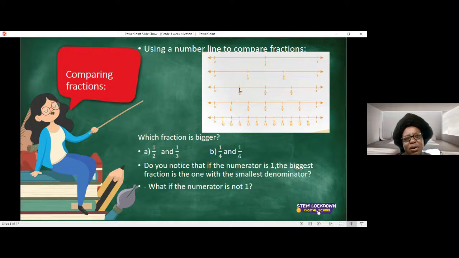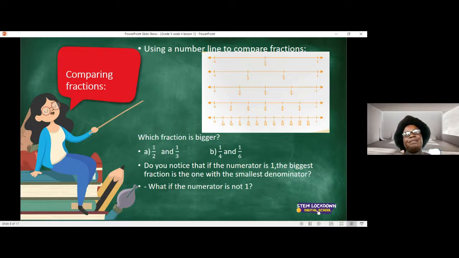So can you see that whoever got a 1/4 got a bigger piece than the one who got a sixth? So this means that 1/4 is bigger than 1/6. I hope you can understand that. It means that 1/4 is bigger than 1/6. And I have proof. You can see the proof, right? A sixth goes from 0 up until there, and then a quarter goes up until there. So a quarter is bigger than 1/6. Do you notice that if the numerator is 1, the biggest fraction is the one with the smallest denominator, right?